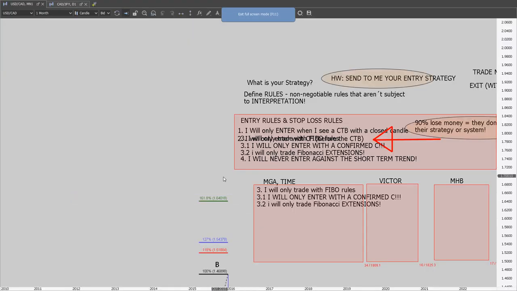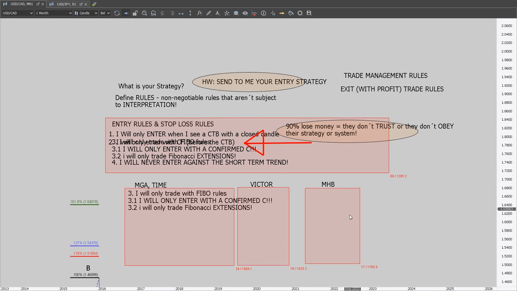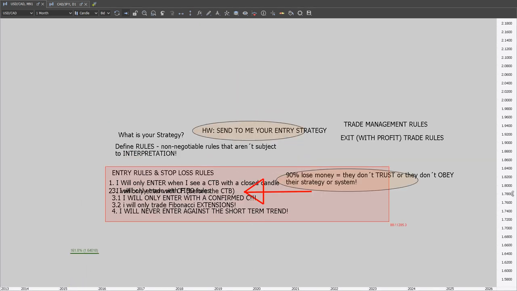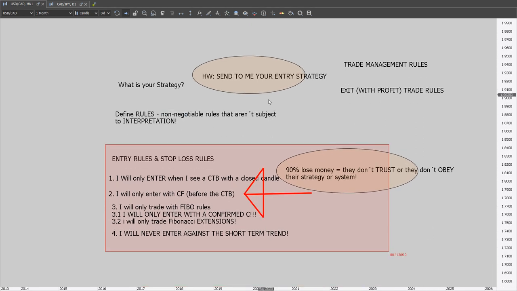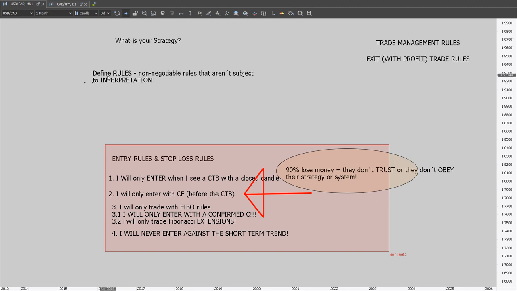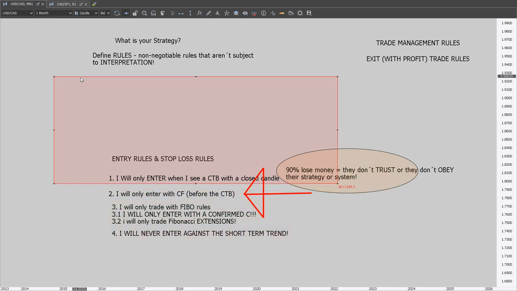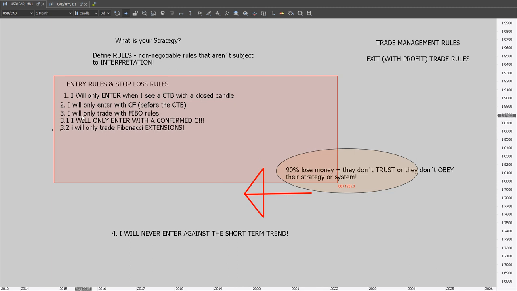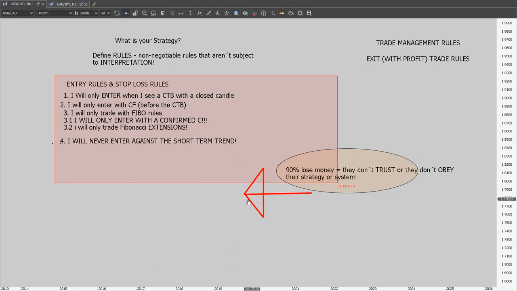Okay, today we are going to learn how to build a pre-trade checklist. Okay, so still we are learning how to build the strategy, homework, trade management rules, exit management rules. So what is your strategy, part 2, right? And we need to define entry rules and stop loss rules. So number 1, number 2, number 3, number 4.